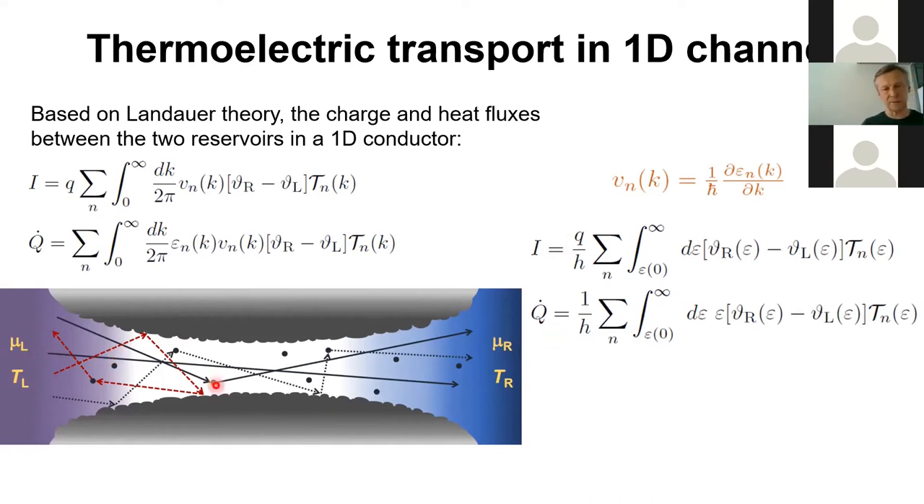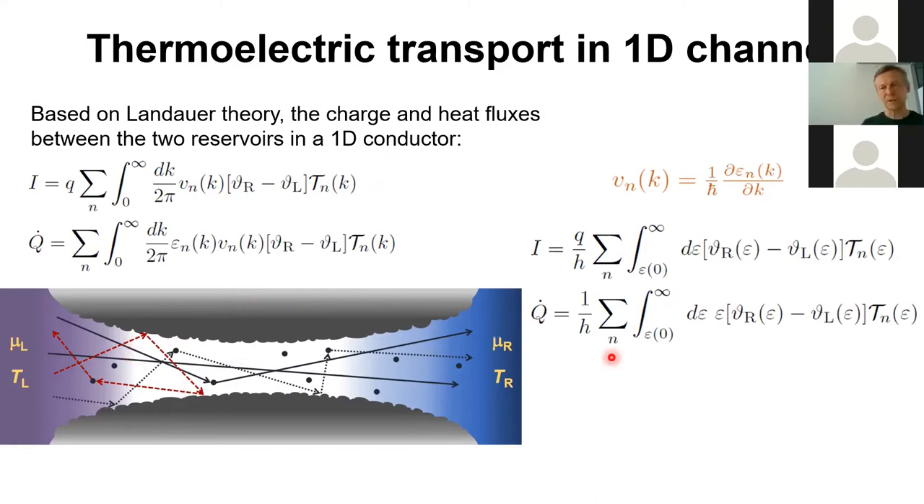Now, if there is some sort of bias, either in temperature or in chemical potential, the particles wish to go from one end to the other. What governs this transport in a one-dimensional channel is a Landauer type expression, where you can write down both the particle current and the heat current in this kind of integral, where you take either the velocity or the energy of the carriers, energy times velocity, and then the distributions of them in the two reservoirs. And importantly, there's also this transmission coefficient tau n, which tells how much the particles are scattered in this channel area.